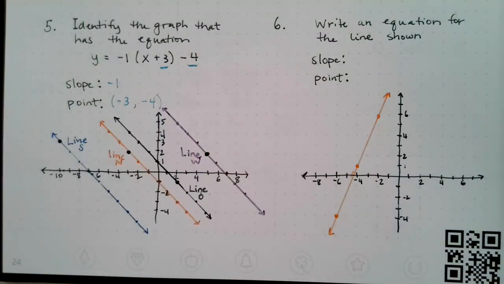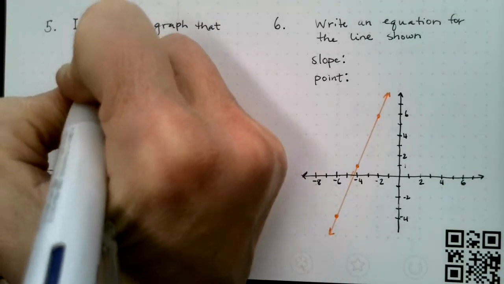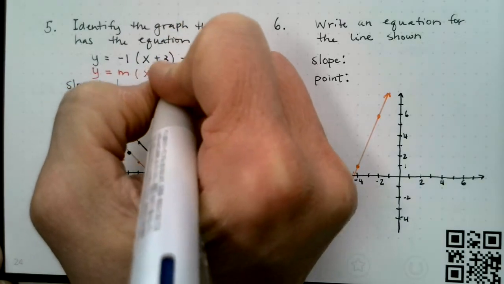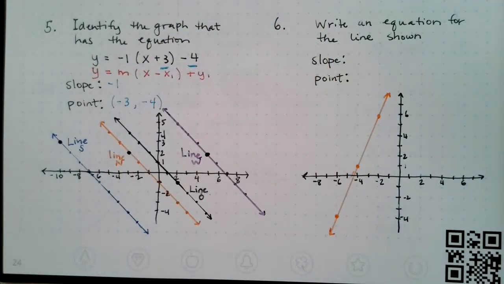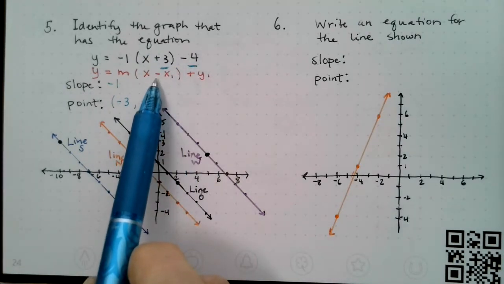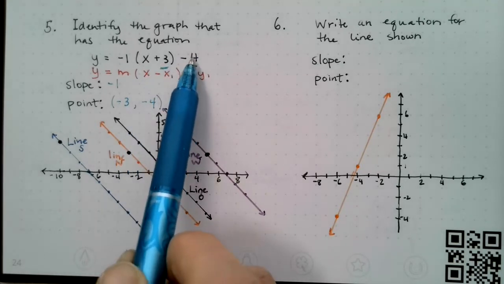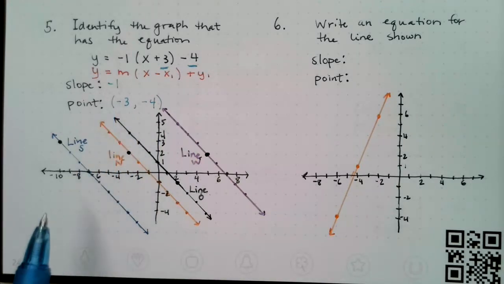And that is because the point slope form equation is of the form y equals m times x minus x1 plus y1, where x1, y1 is our point, and this negative that's built into our form makes this become the opposite of what you see, and this stays exactly the same. So this is our point that we're looking for, and this is our slope.